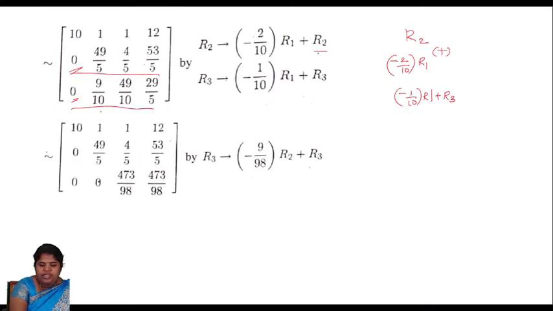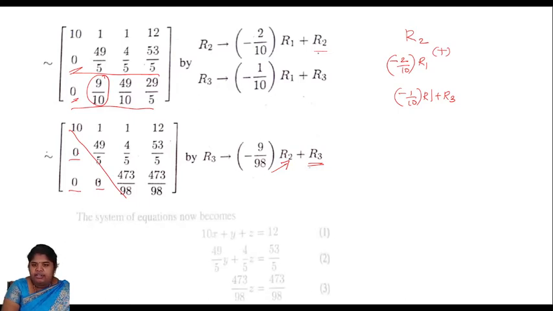Similarly, to become 0 in the place of 9 by 10, we multiply by minus 9 by 98 with row 2 and add with row 3. We get 0, 0, 473 by 98, 473 by 98. So we converted it into an upper triangular matrix. The elements below the diagonal are 0 here, so this is an upper triangular matrix. We stop our calculation here.